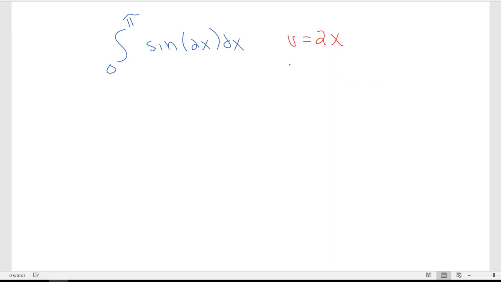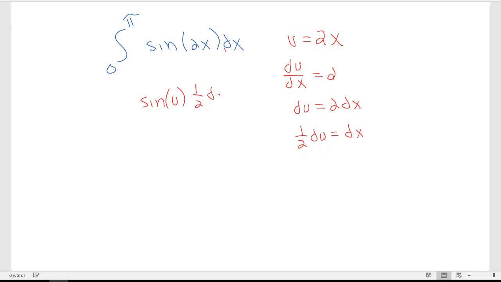So I'm going to take the derivative of the u term, and that gives me not 2x. That gives me just 2. I'm going to multiply the dx to the other side, and then solve for the dx. So then let's plug everything in. The inside of the sine was our u substitution, and the dx expression is the 1/2 du from our derivative. For just a moment, I'm going to leave off my limits of integration. I'm going to pull the 1/2 in front. And so what I'm integrating is sine of u du.